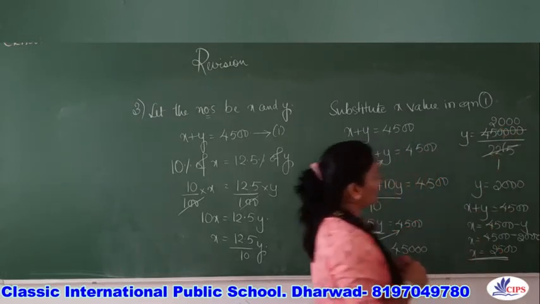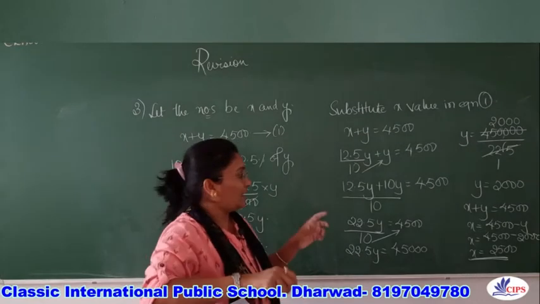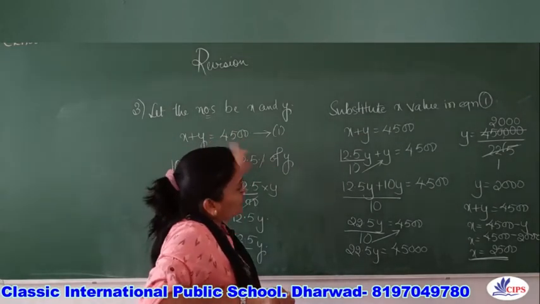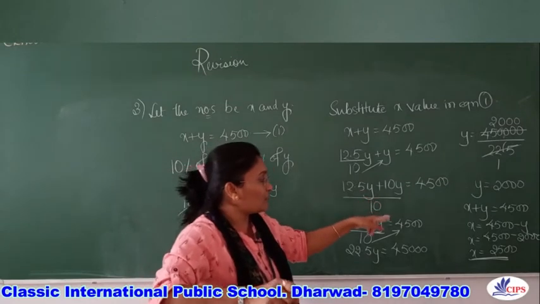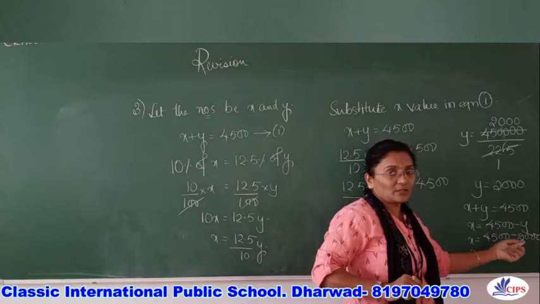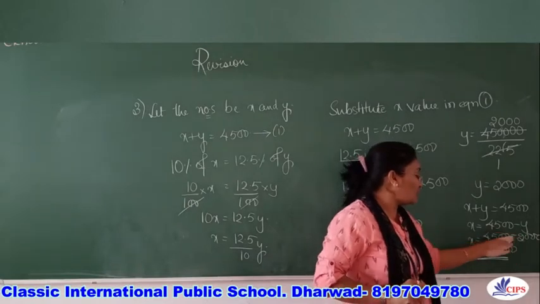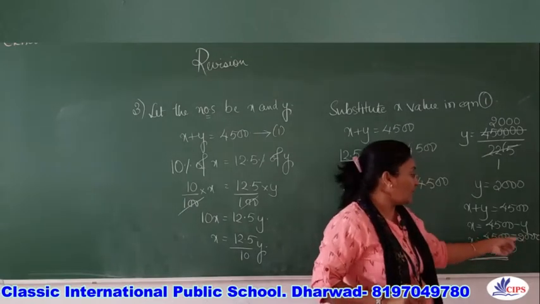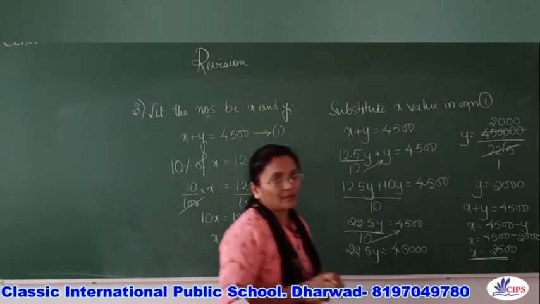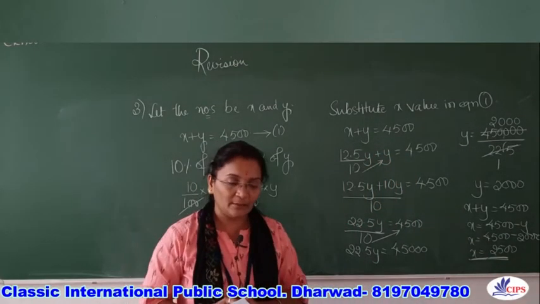Next we got the value of y, that is 2000. Then I have taken the equation we took here as equation number 1, x plus y is equal to 4500. Then I substituted the value of y here. So our value of y is 2000. So 4500 minus 2000 will be 2500. So our x value is 2500. So like this you need to find.